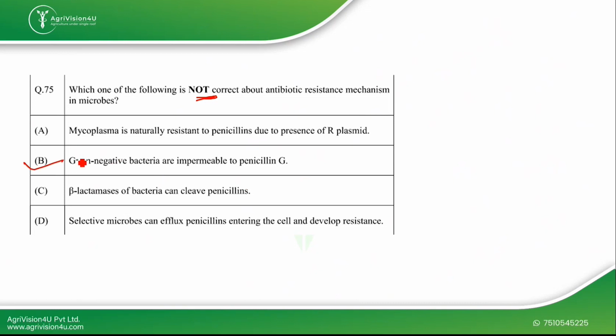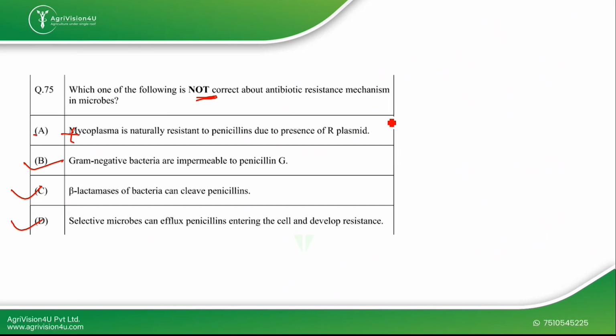Okay, this is correct. Now the third is, beta-lactamase of bacteria can cleave penicillin. Yes, because penicillin has the beta-lactam structure. The beta-lactam ring is there in the structure of penicillin. Selective microbes can efflux penicillin entering the cell and develop resistance. Okay, this is also true. Now the not correct one is mycoplasma. This is wrong: mycoplasma is naturally resistant to penicillin due to R plasmid.